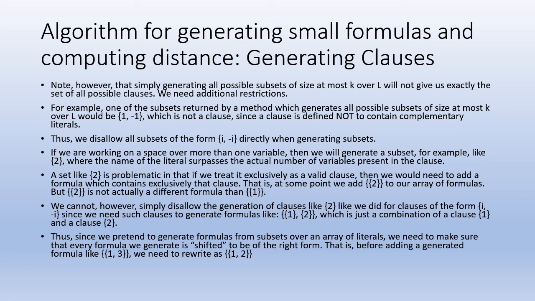We cannot, however, simply disallow the generation of such clauses, like we did for clauses of the form i, -i, since we need such clauses to generate formulas like the one containing two clauses, one with the literal 1 and the other with the literal 2, which is just a combination of the clause containing 1 and the clause containing 2. Thus, since we pretend to generate formulas from subsets over an array of literals, we need to make sure that every formula we generate is shifted to be of the right form. That is, before adding a generated formula like the one containing two literals labeled 1 and 3, we need to rewrite it as 1 and 2.